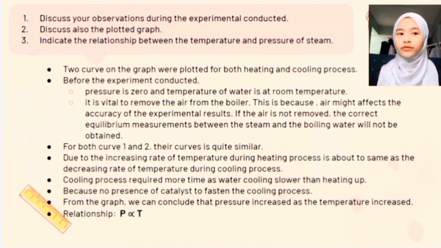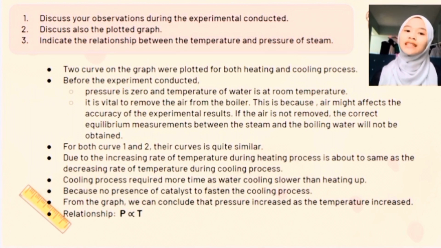The two curves on the graph were plotted for both the heating and cooling processes. Before the experiment, we have to make sure that pressure is at 0 and the temperature of the water is at room temperature. We have to make sure to remove the air bubbles from the boiler because they might affect the accuracy of the experimental results. If the air bubbles are not removed, the correct equilibrium measurement between the steam and the boiling water will not be obtained.